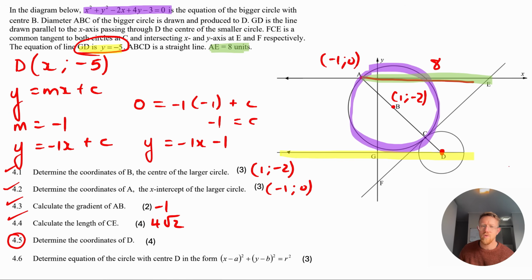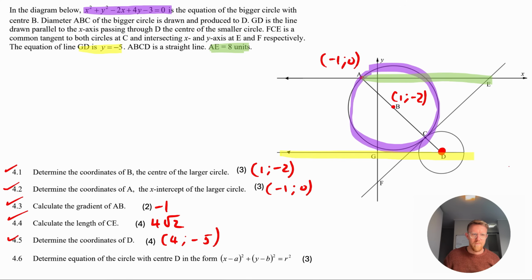And so we can then plug in the y value of D, so that'll be -5. And then you can solve for x, and you should eventually end up with x equals 4. So then the coordinates of D will have an x value of 4 and a y value of -5. This question says, determine the equation of the circle with the center D.